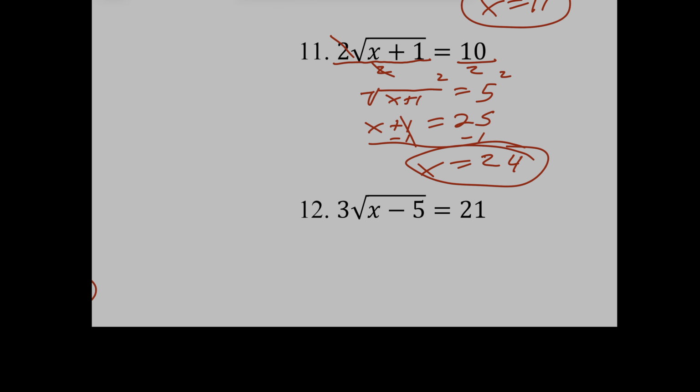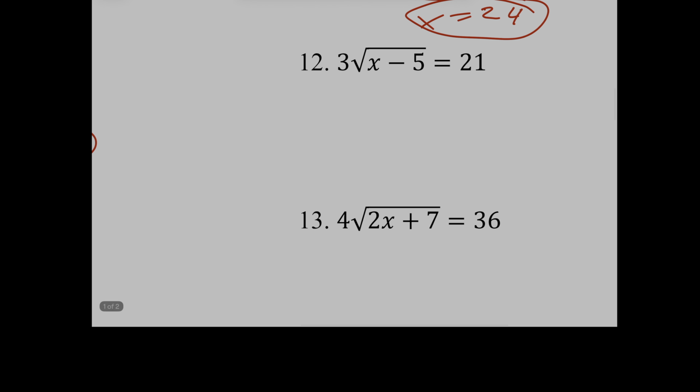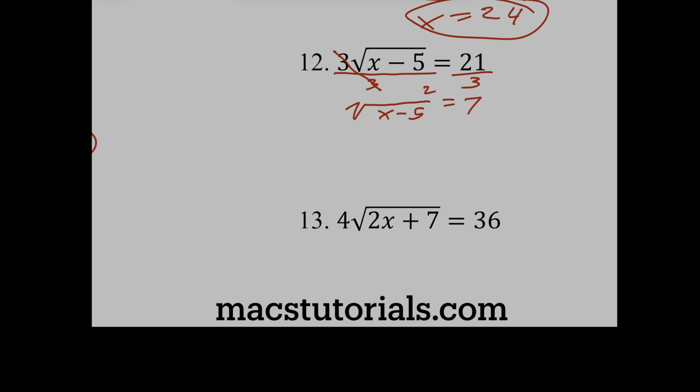Okay? Let's do the next one. Can I square? No, the 3 is in the way. So my first step is to get rid of that 3 because it's an outie. I want all my outies gone. I only want innies. Okay, so now I'm going to square both sides. Die. x minus 5 equals 49. Once I add 5 to both sides, I get x equals 54.